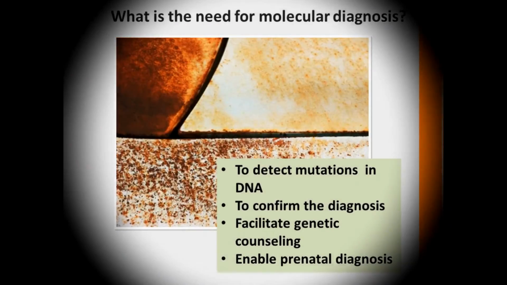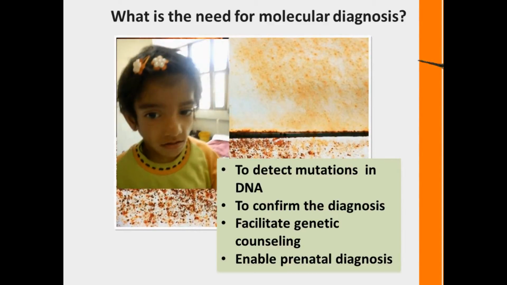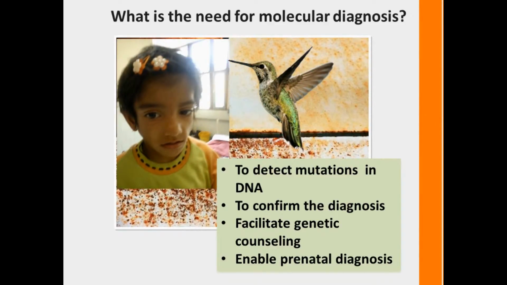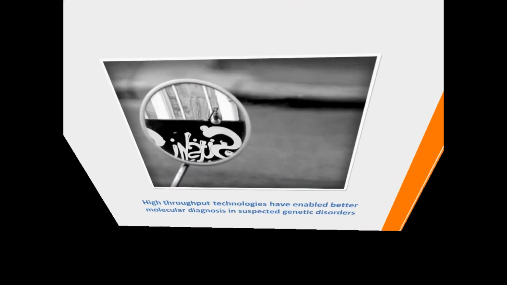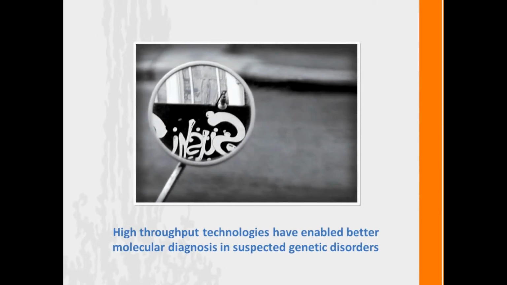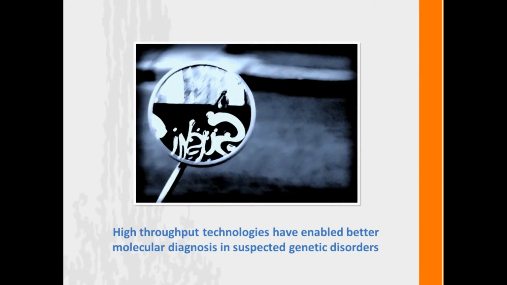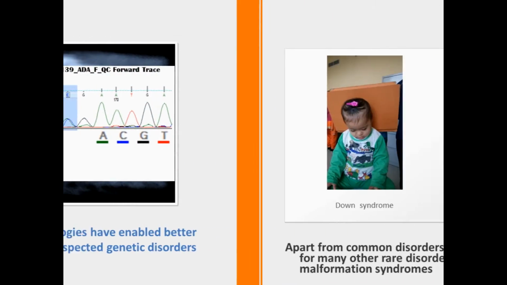What is the need for molecular diagnosis? The main aim is to detect mutations in the DNA, to confirm the diagnosis and enable antenatal counseling. The unusual origin of PCR is well known. High throughput technologies have enabled better molecular diagnosis in suspected genetic disorders.